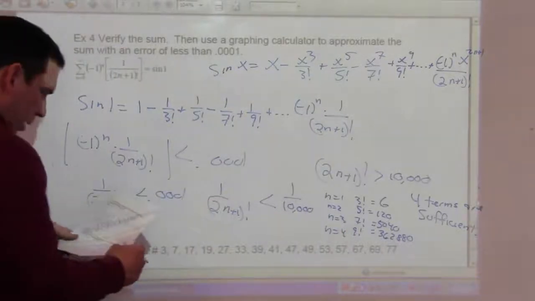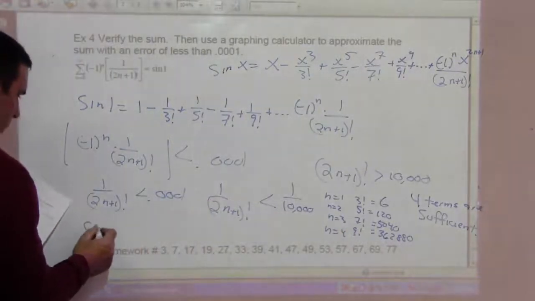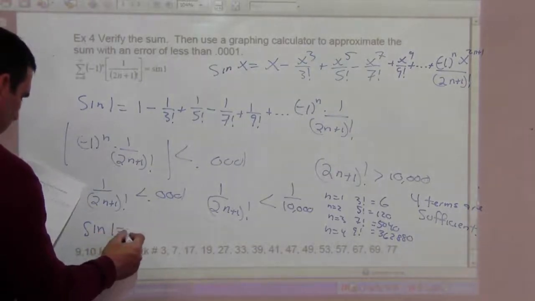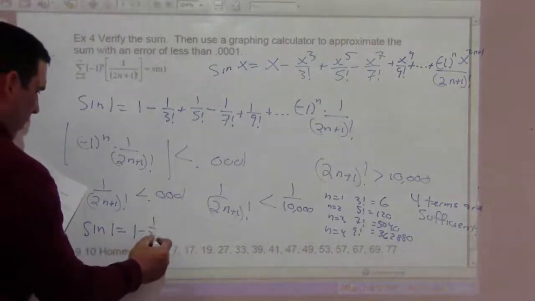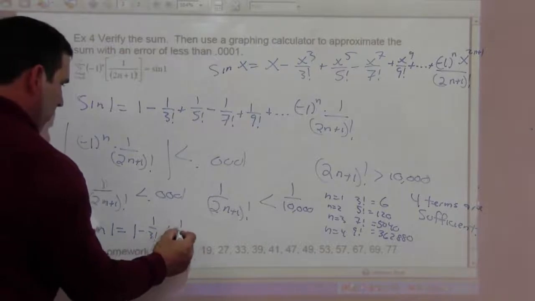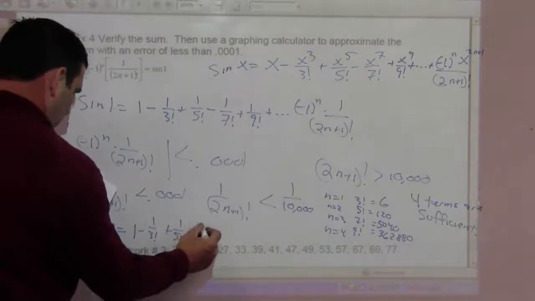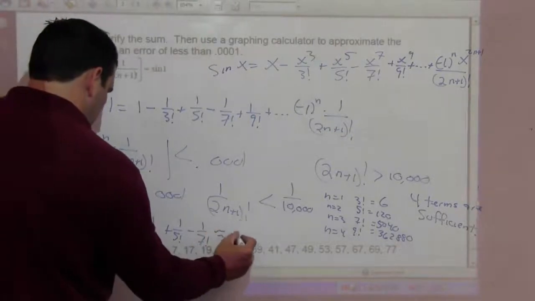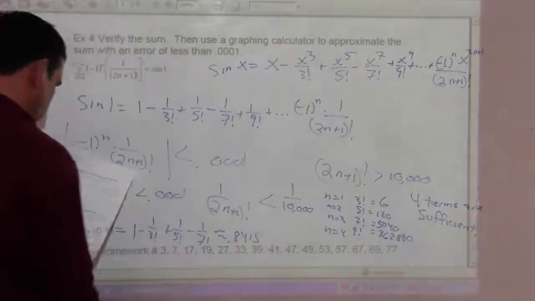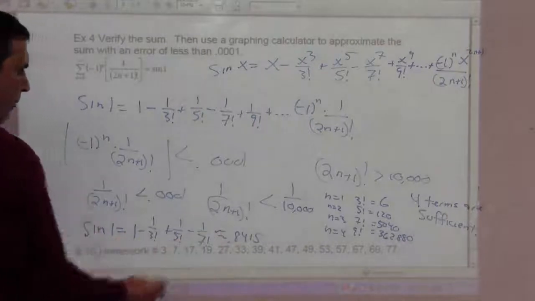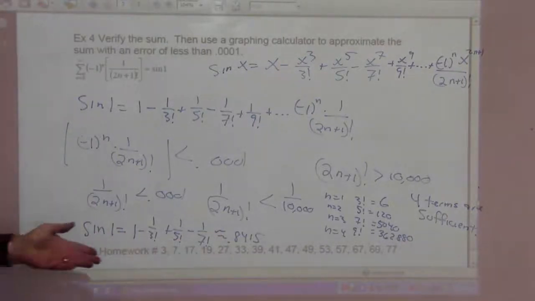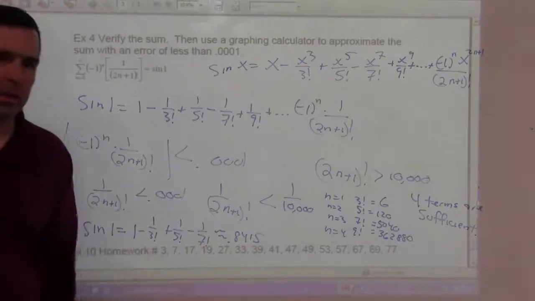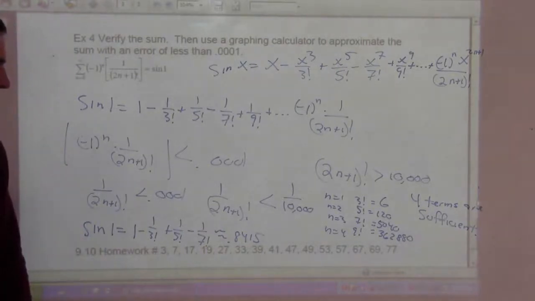So sine of 1 could be represented as 1 minus 1 over 3 factorial plus 1 over 5 factorial minus 1 over 7 factorial. And that's approximately 0.8415. And all we have to do is go 4 terms there. That's how quick you get that level of accuracy.